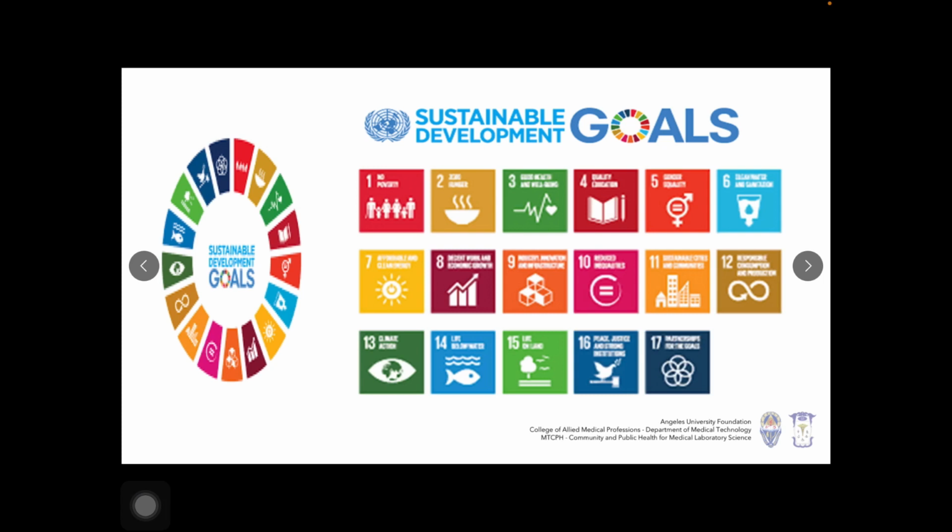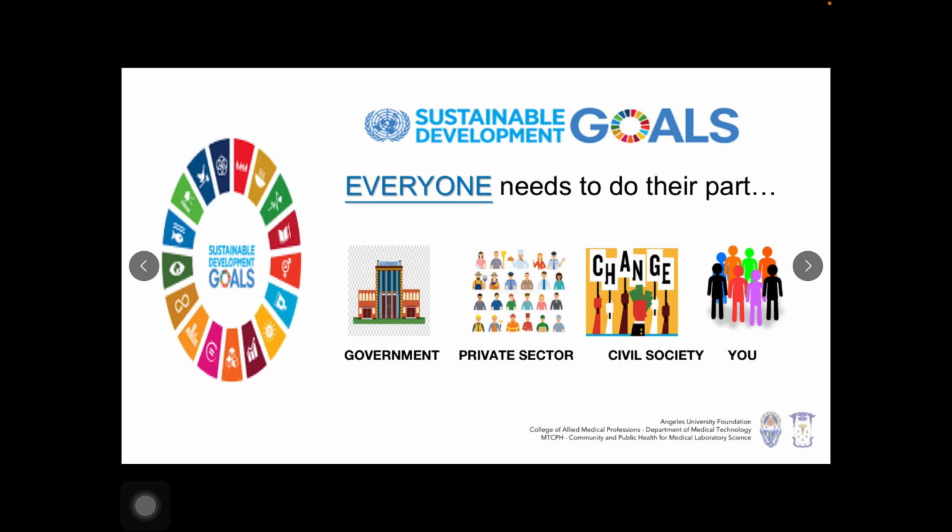So we will be discussing each SDG one by one as we go on with our discussion. So on the current slide are the 17 SDGs. These SDGs are targeted to be achieved by the year 2030. So since we are already in the year 2021, we still have 9 more years for us to achieve or to improve all these 17 goals. For these goals to be achieved, everyone needs to do their part. Who are these people who need to do their part?